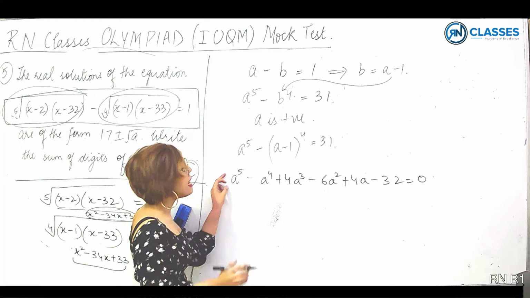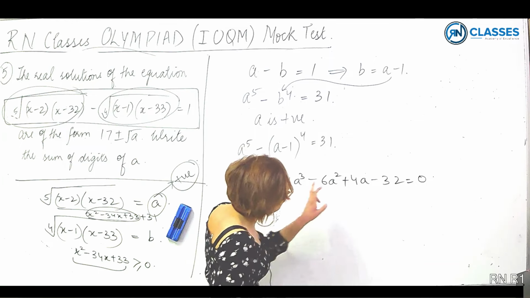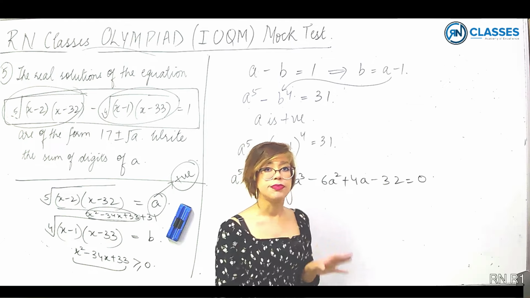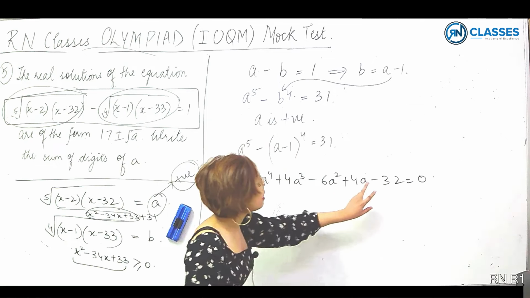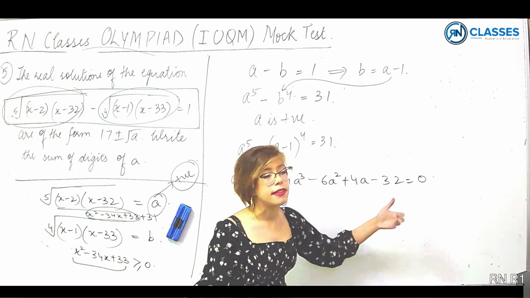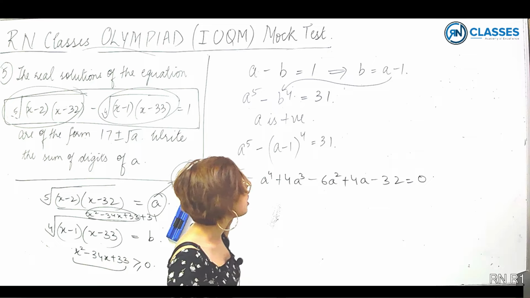Now I know any integral root of this equation would be a divisor of 32, right? So let me check. First of all, I have to check the divisors of 32. I have to start with plus minus 1. Will 1 work? No, 1 will not work. Minus 1 will also not work. Let's check with 2, right?